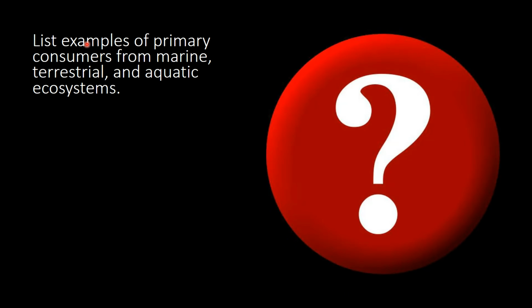Right? So list some examples of primary consumers for marine, terrestrial, and aquatic. I only gave you one system. Go ahead and research a couple more examples or talk to somebody about that.